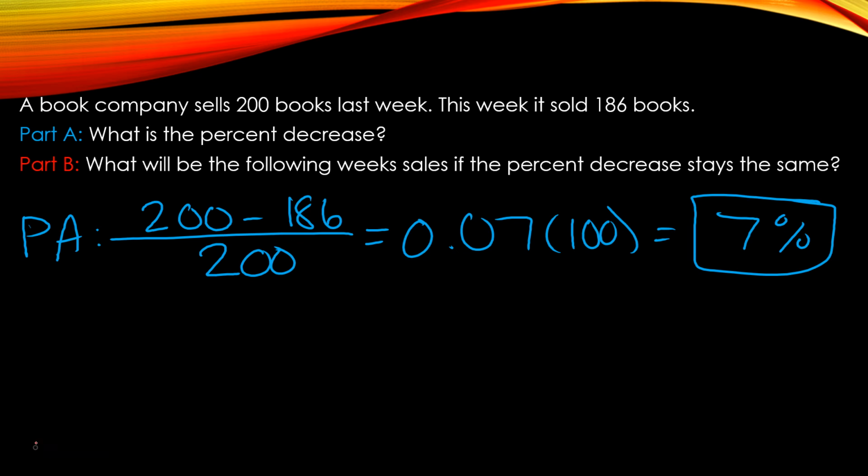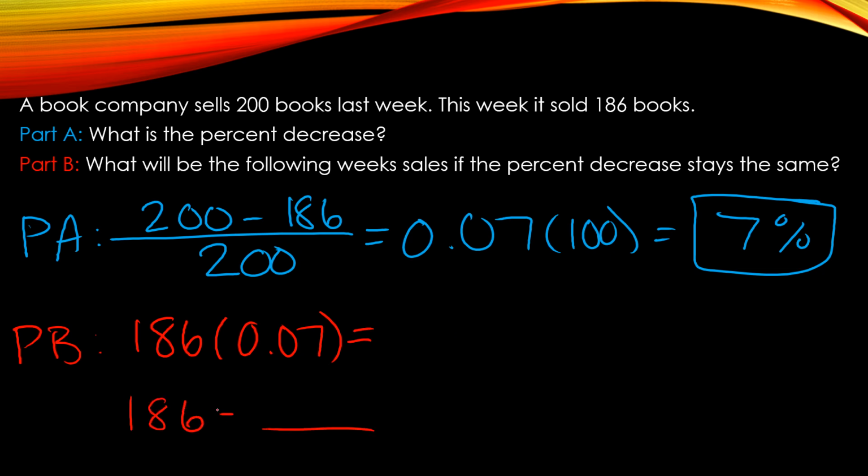Part B is asking, what will be the following week's sales if the percent decrease stays the same? So if it was at 186 and it's going to decrease by 0.07, which is the decimal, I'm going to take that number and I'm going to subtract it, because again, we're decreasing, which is why you want to subtract it, okay?